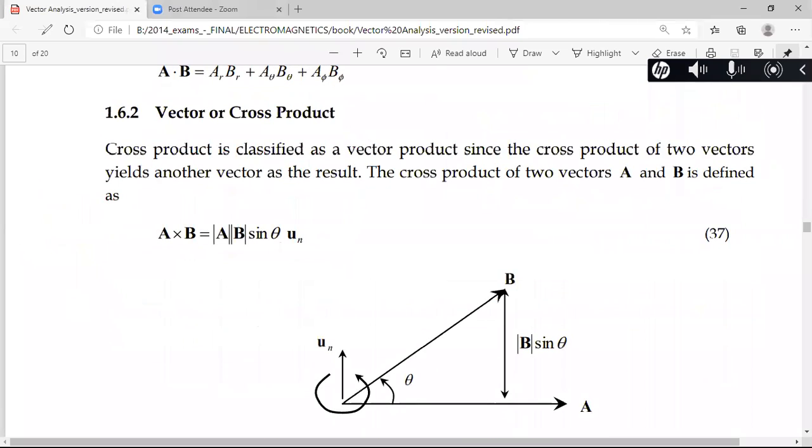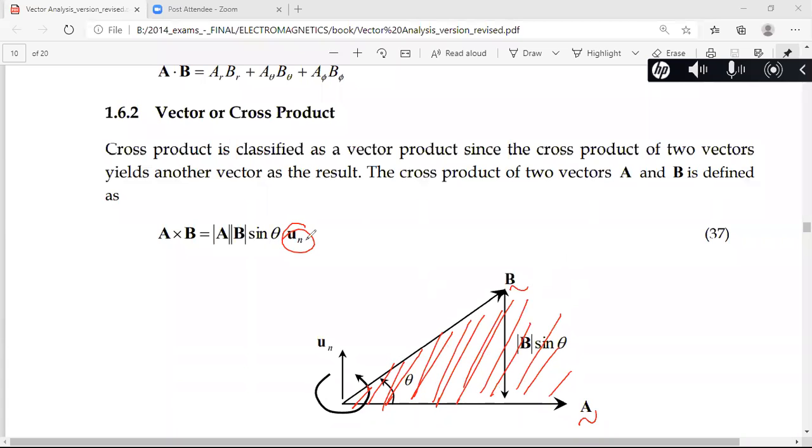And similarly, the cross product we define, just assume you have a vector A and vector B. The cross product gives a result that is a vector. The direction is perpendicular to this plane. With the support of vectors A and B, you can define a plane. This UN is perpendicular to this plane.